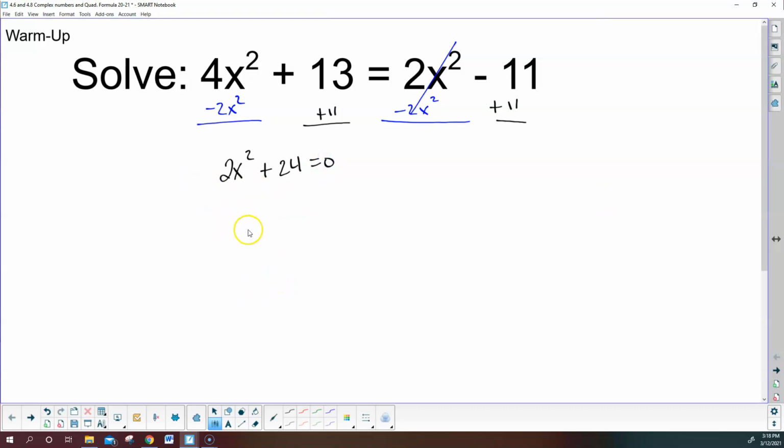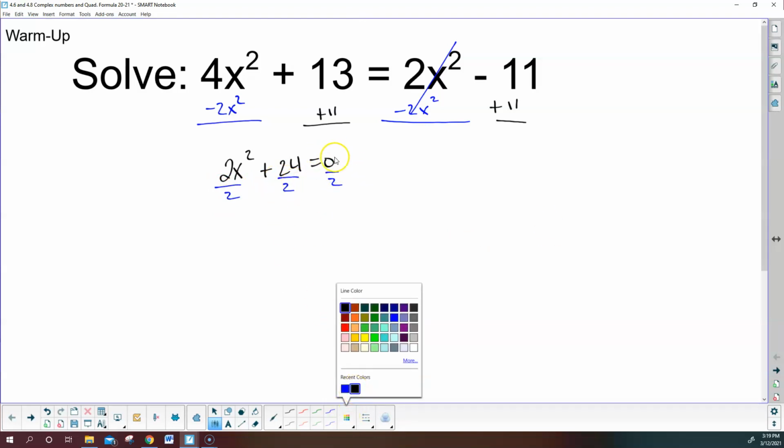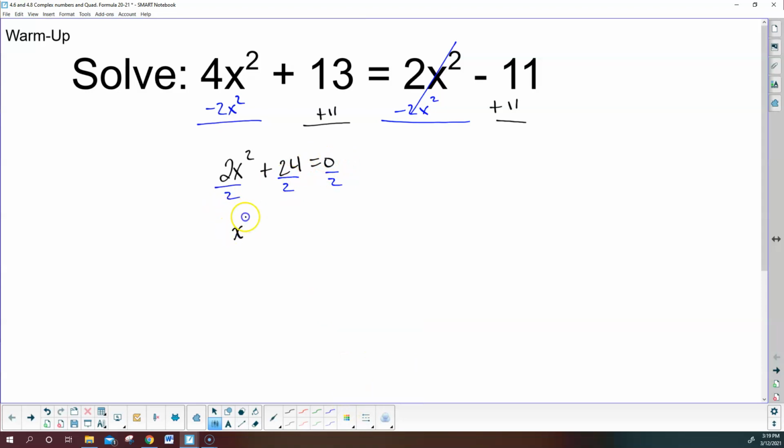And then we run into a small problem here. And by the way, you do not have to do it this way, but this is one method. If I move everything over to one side, I'm looking to see if I can factor this. And since 2 and 24 are not perfect squares, I can't really factor this easily. But what I could do is divide everything by 2. And the whole reason why this works out nicely is because one of the sides is equal to 0. And then I'm left with x squared plus 12 equals 0.